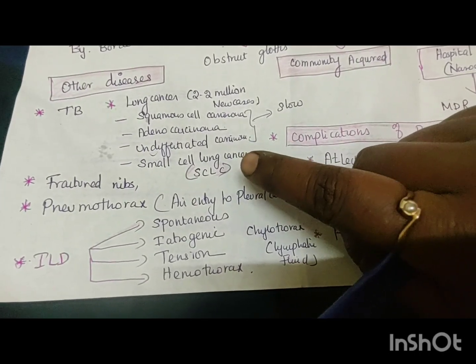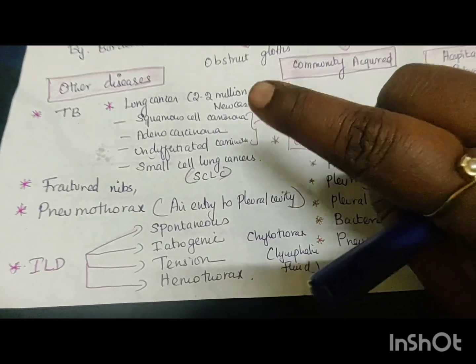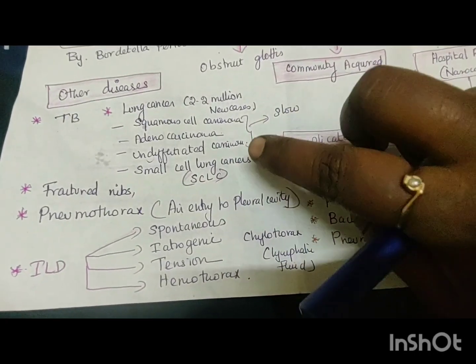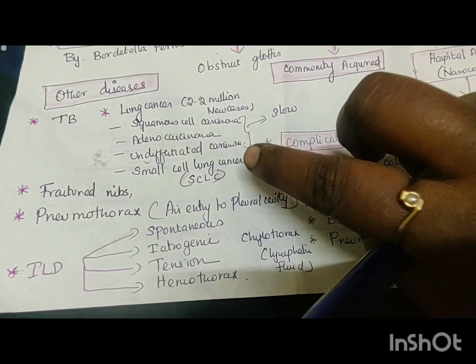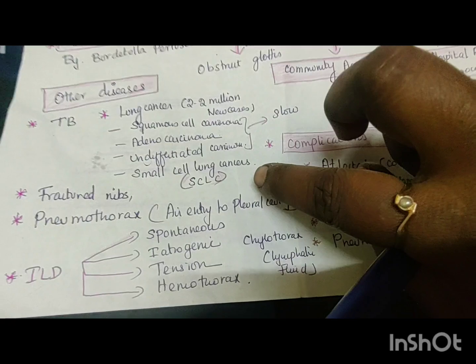You have to write the definition. Definition of the cancer, you write it. There is abnormal proliferation of immature cells in the lungs, which is called lung cancer. According to the cells, lung cancers are classified into small cell carcinoma, adenocarcinoma, and differential carcinoma.